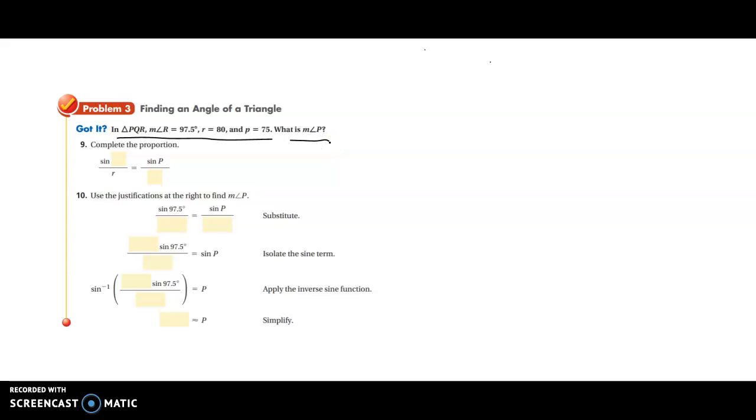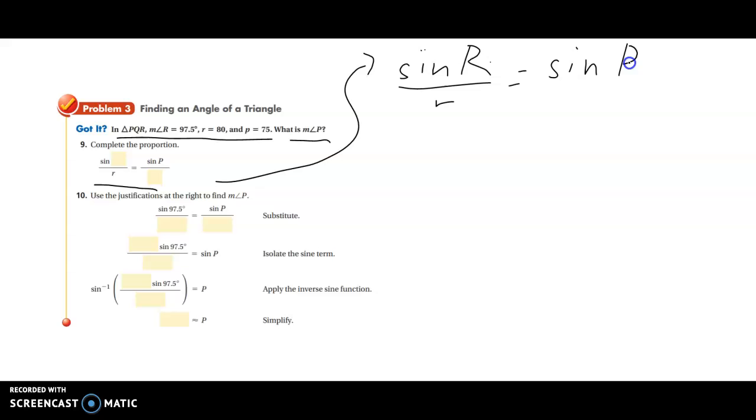Now, in order to solve number 9, which is this equation right here, let's first look at how this equation looked like and what the blanks are that we're looking for. So it would be sine capital R over lowercase r equals sine capital P over lowercase p.